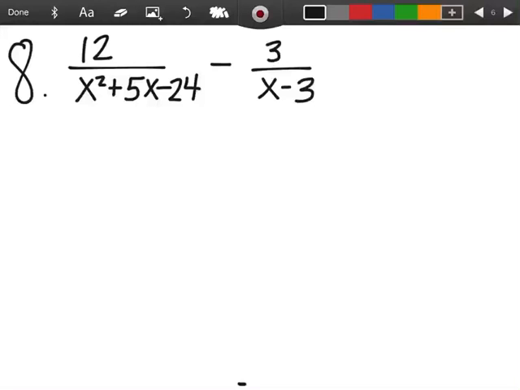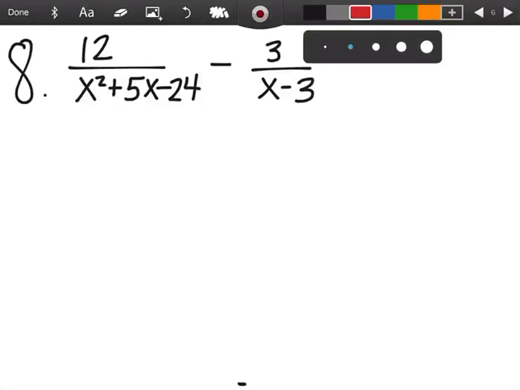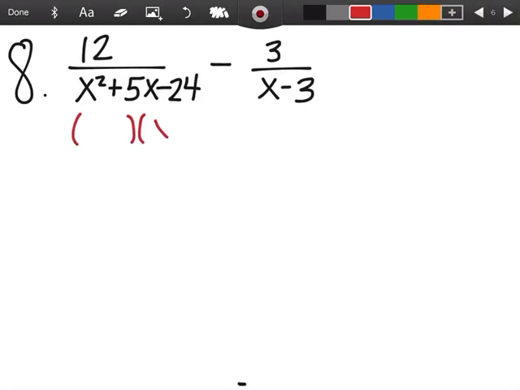So this problem, I need to get common denominators. I'm going to start by factoring the first denominator, so that way I'm dealing with factors. So x squared plus 5x minus 24 is x and x, and then the two numbers that multiply to be negative 24 and add up to be 5 are a positive 8 and a negative 3. And so that's the denominator that I'm going to be focusing on.